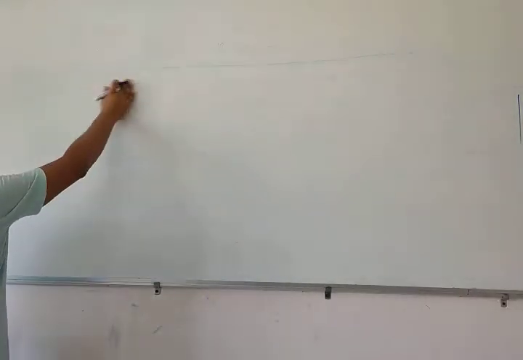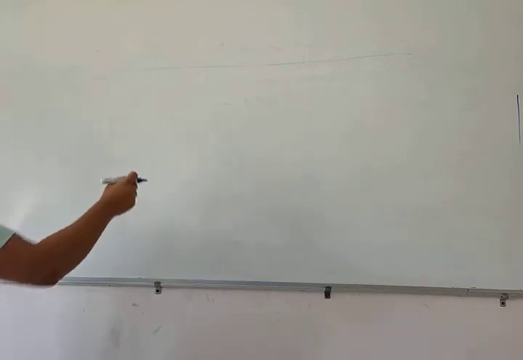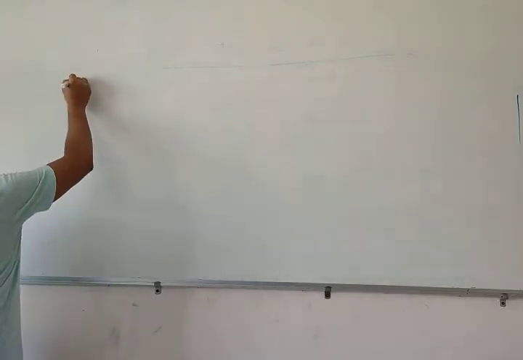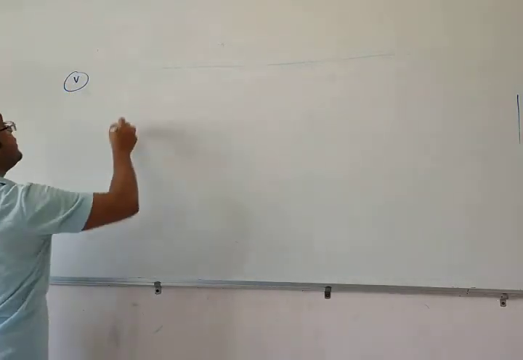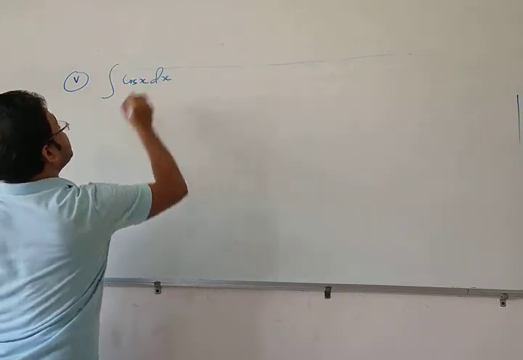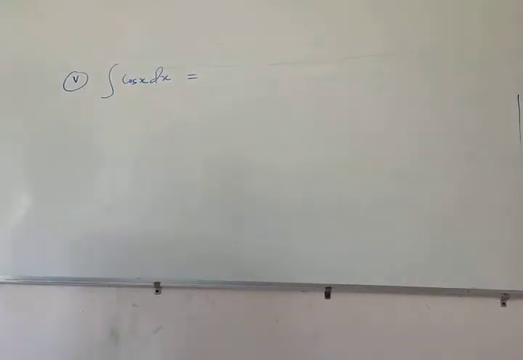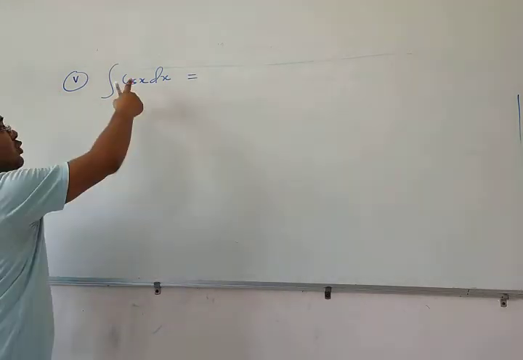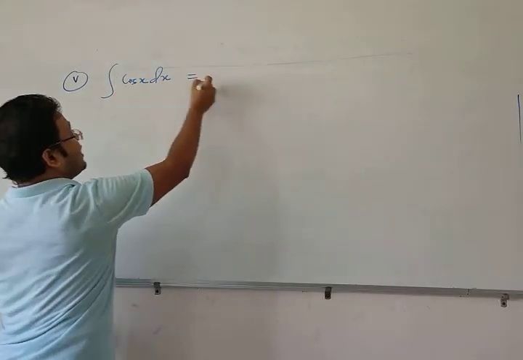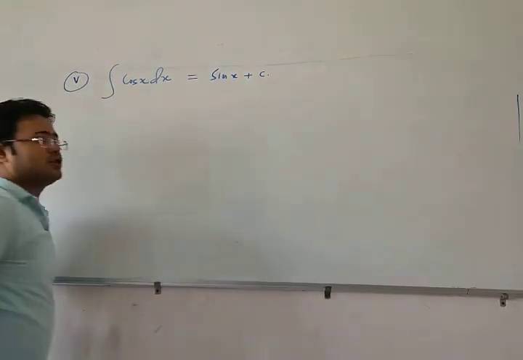Next, we are going to the next section, and the next section is the integration of some trigonometric expressions. Here, number 5. Integration of cos x with respect to x. We know that differentiation of sin x is cos x. Therefore, integration of cos x is sin x. And lastly, we put the constant of integration.